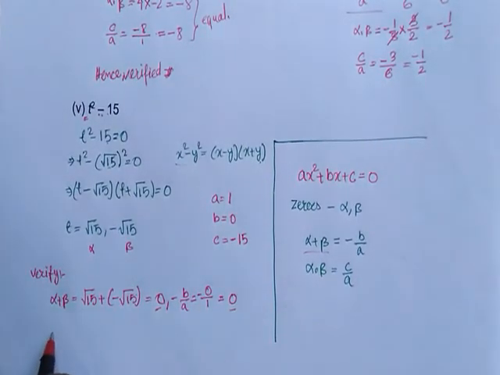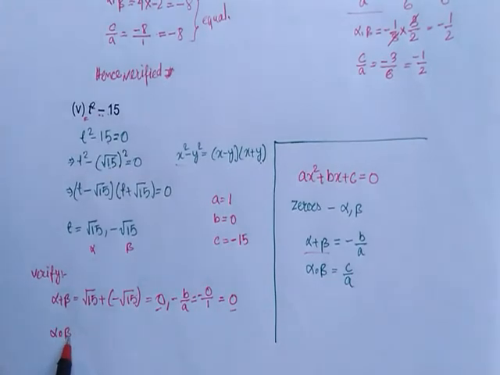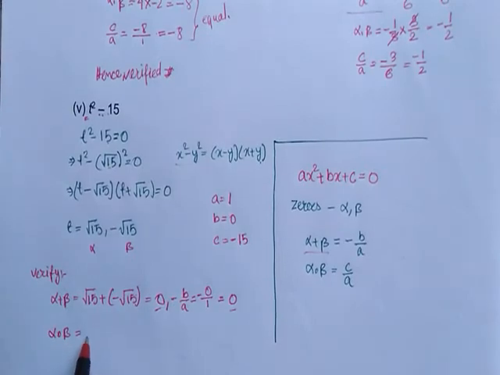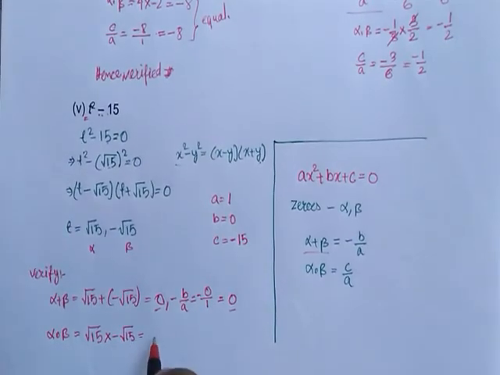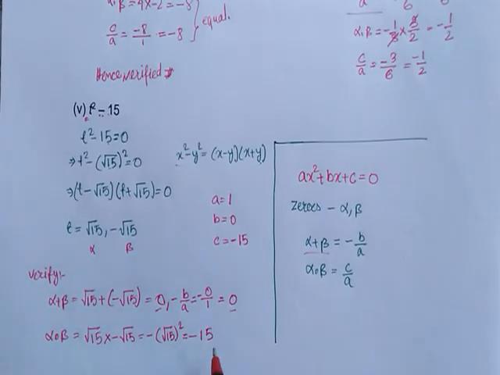Second condition, the product of the roots alpha and beta is root 15 into minus root 15. Taking the minus to the left hand side, we get minus root 15 square. So root 15 square is 15, so the answer is minus 15.